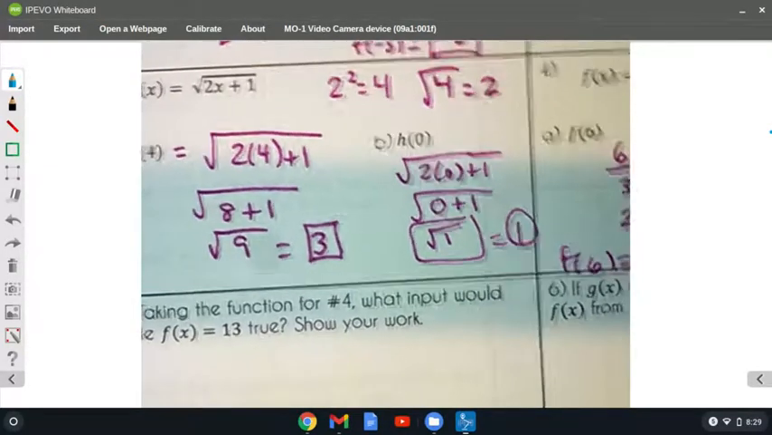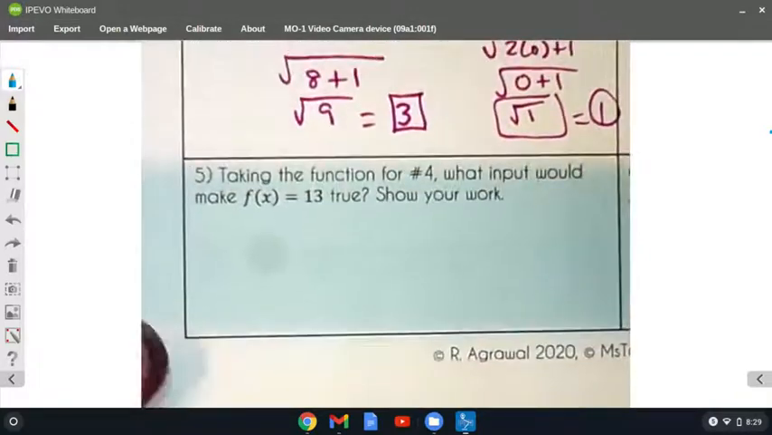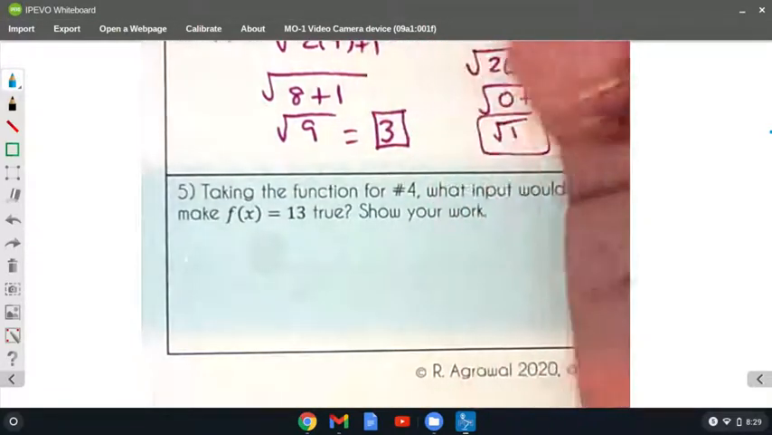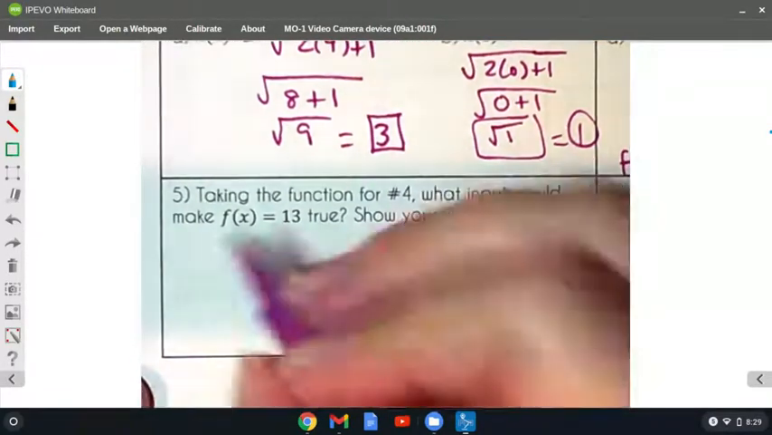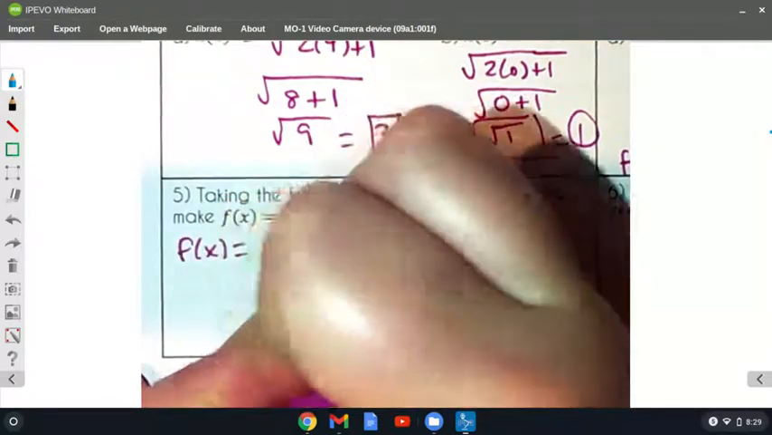Okay. Now over here, they're asking us some trickier questions. Take the function for number 4. So my function for number 4 looked like this.